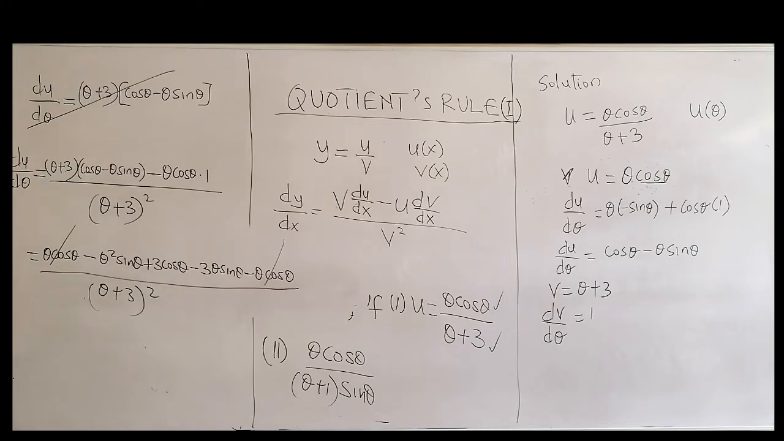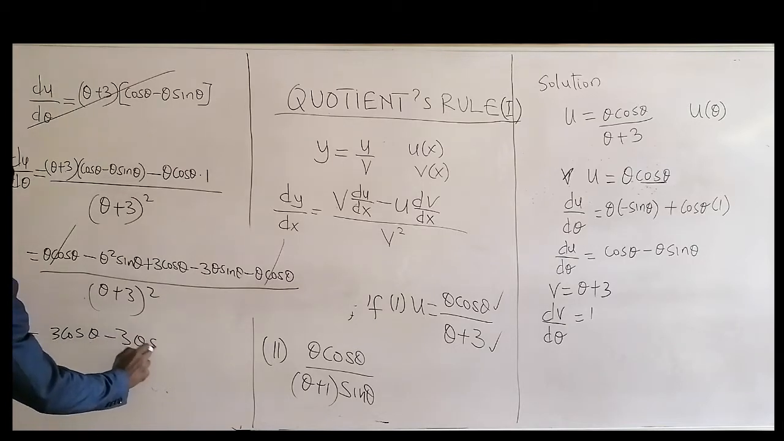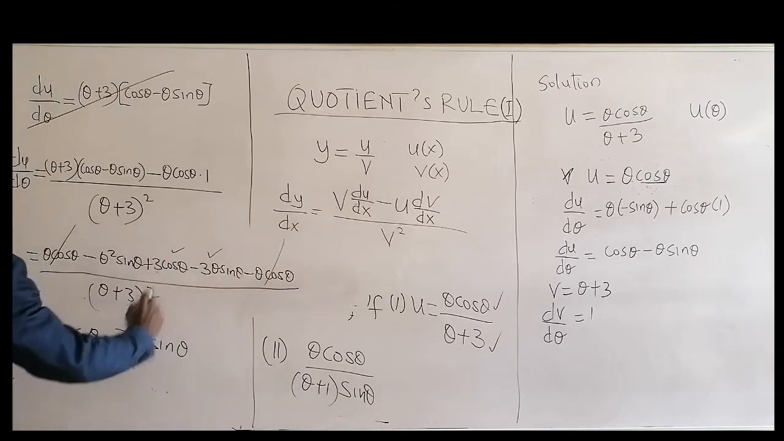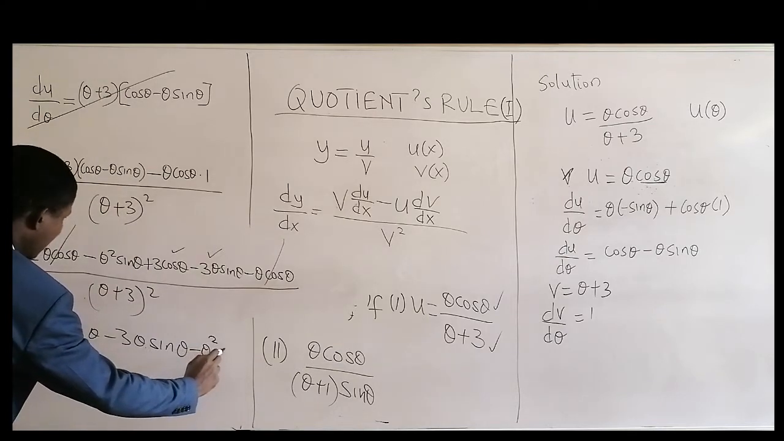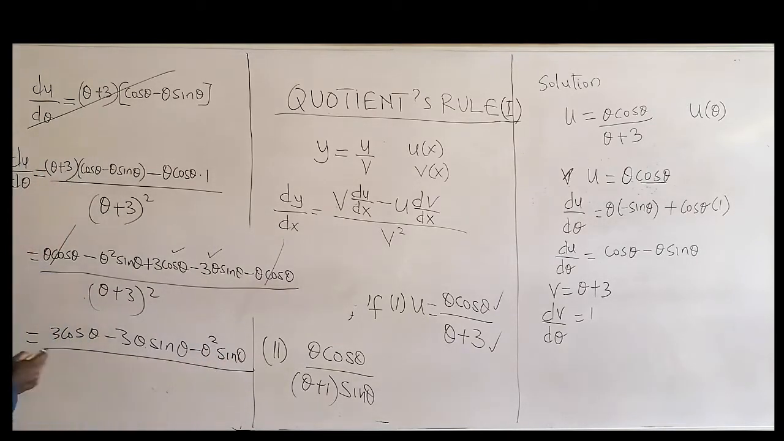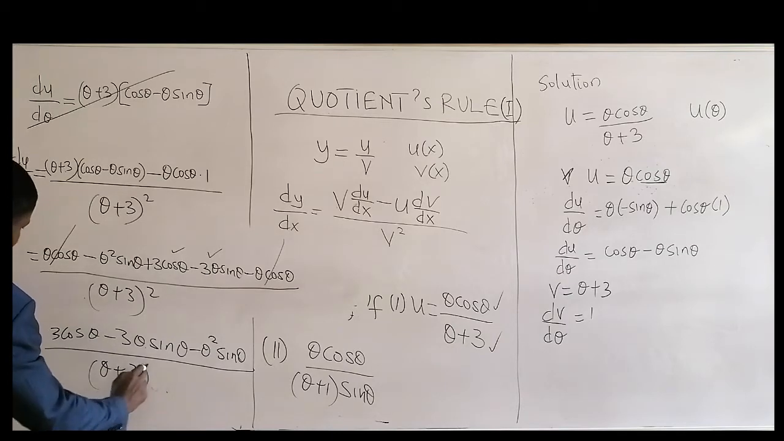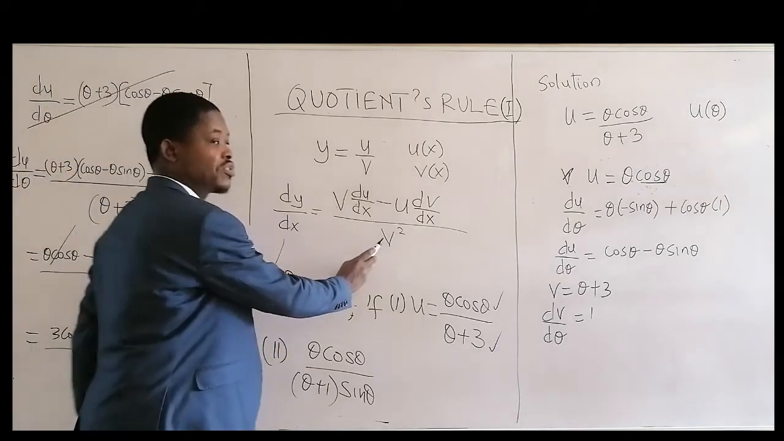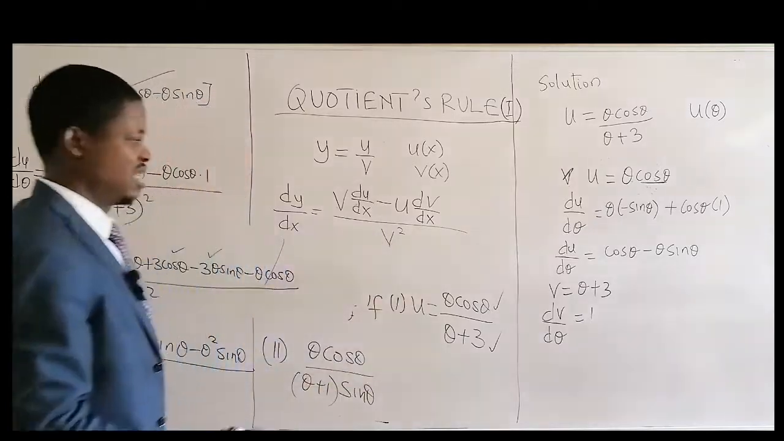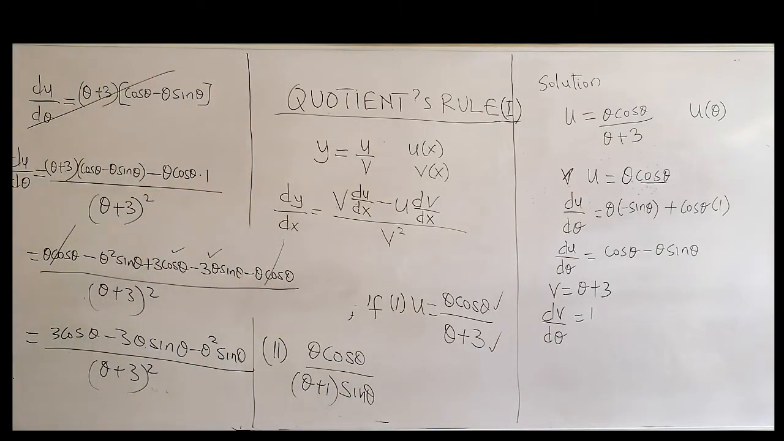What we can do is bring together those that have 3. Let's write the positive first: 3 cos θ minus 3θ sin θ, then minus θ squared sin θ, all over. I want to tell you, in the quotient rule, we don't tamper with this v squared. Don't expand it, just leave it that way in most cases, except where there is a need. So we are going to leave that one there. So what can we do again?